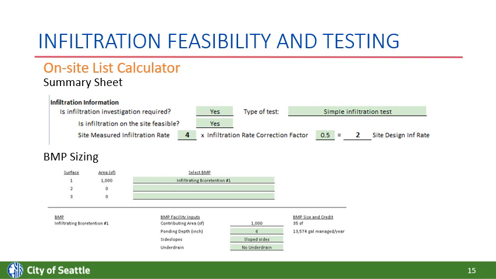And that site measured infiltration rate is then going to feed into the rest of the workbook and be used for the sizing criteria for the facility. So the sizing tables are all included in the manual, but the on-site list approach calculator has those tables built in to automate. All you need to do is put the infiltration rate in, put the amount of contributing area in, and some of the other facility inputs, such as the side slopes for a bioretention facility, and then it's going to automatically give you a size that you'll then put on your drainage control plan.